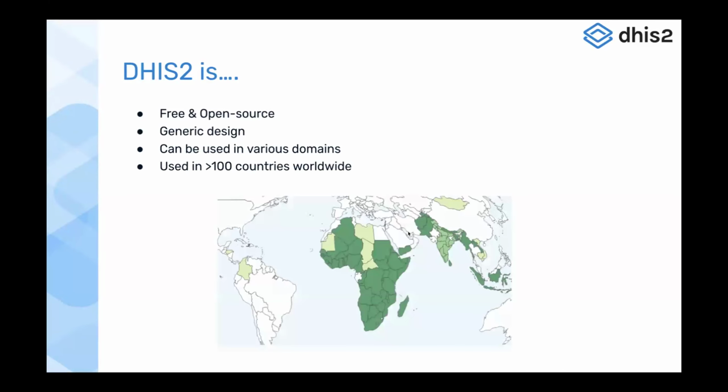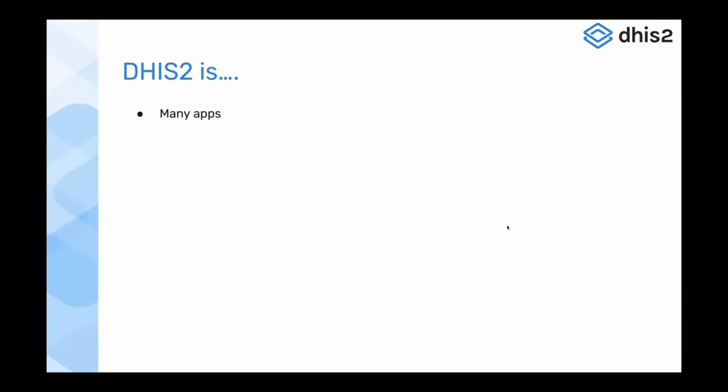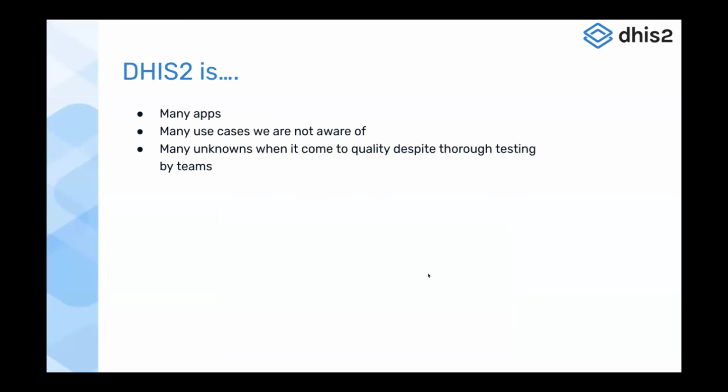And it's used in more than 100 countries worldwide. So if you look at the map, it's a lot of countries, it's a lot of possible use cases. Due to its open source nature, it's really hard sometimes to understand what kind of use cases there are exactly and what is happening there. So when it comes to quality and testing, we always are looking for ways to improve it and somehow get more feedback. Because DHIS2 is many apps, it's also many use cases we are not aware of, and it's many unknowns when it comes to quality, despite thorough testing by teams. So we do have testing in teams, but there's still a lot of things that we do not know.